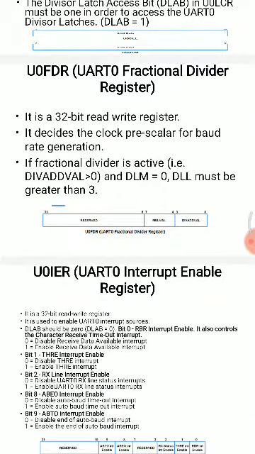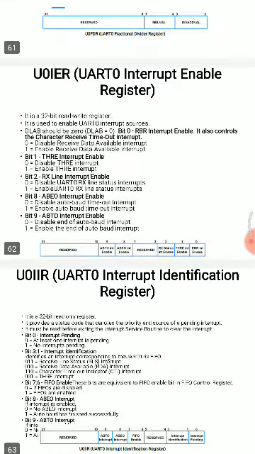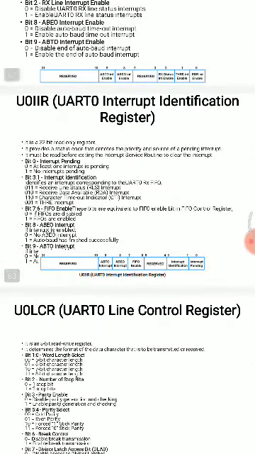The UART0 interrupt enable register is a 32-bit register. It holds the UART0 interrupt sources: bit 0 is the receive data available interrupt enable, bit 1 is the THRE interrupt enable, bit 2 is the receiver line status interrupt enable, and bit 8 is the ABTO interrupt enable. The next one is the UART0 interrupt identification register, also a 32-bit register. Bit 0 is the interrupt pending bit. Bits 1 to 3 are the interrupt identification. Bits 6 to 7 are the FIFO enable. Bit 8 is the ABEO interrupt, and bit 9 is the ABTO interrupt, following the 32-bit register format.